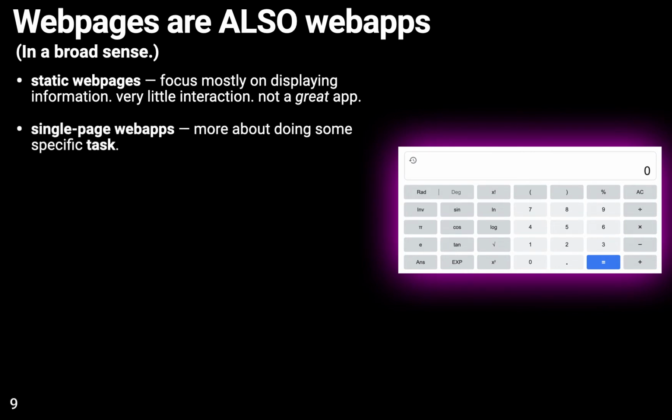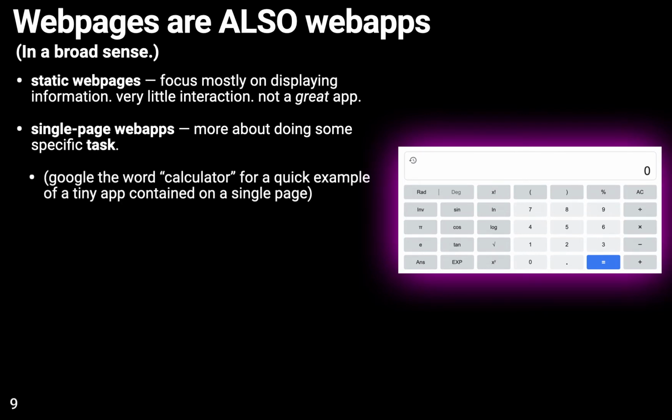Then we have things like single page web apps, which is more about doing a specific individual task. So Google Calculator: just the word calculator in the Google search bar, and it'll pop up a tiny app that's all right on the web page. You can see the example here. And it functions, right? It's a bunch of clickable buttons. They do math for you. That's a little tiny single page web app. It's even smaller than a single page because it's just one of many things on the page. But the idea here is that this is a single purpose, single page web app.